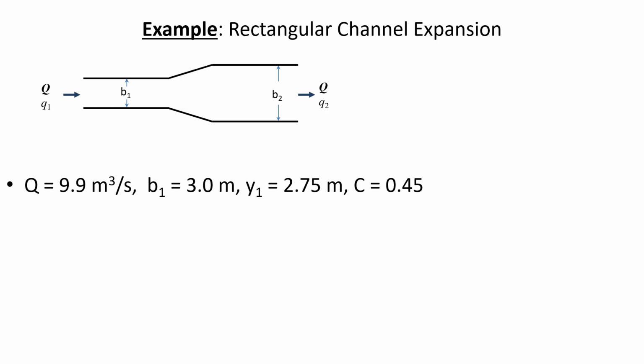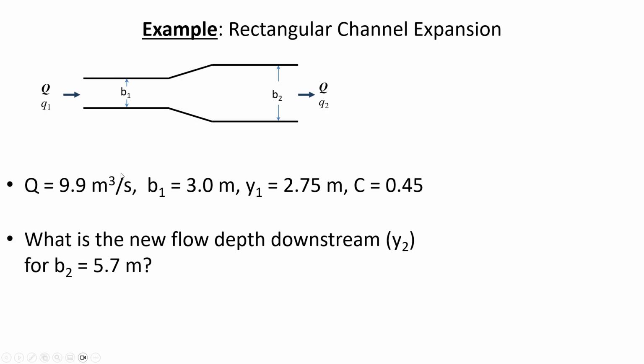There's nothing from just an instinctive level that we're going to know before we, number 1, assess the flow regime, and also, number 2, account for the losses that are occurring in the transition here. So we have a C factor provided. That implies that we shouldn't neglect the energy loss due to the expansion. So let's go through these calculations and find out what the new flow depth downstream will be if the channel is going from a width of 3 meters to a width of 5.7 meters.